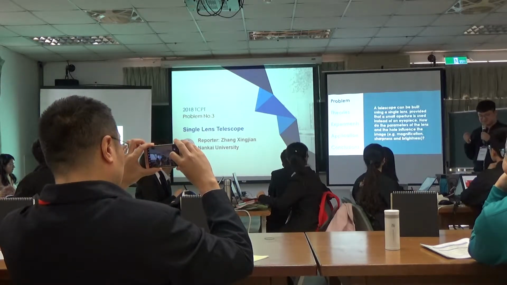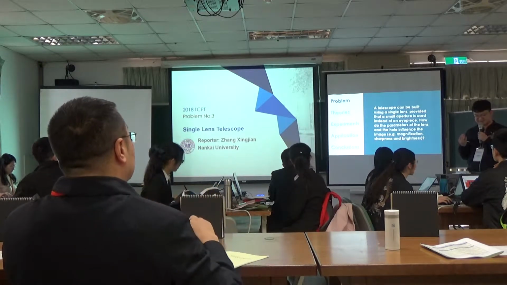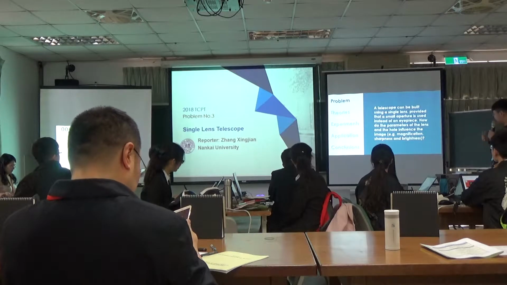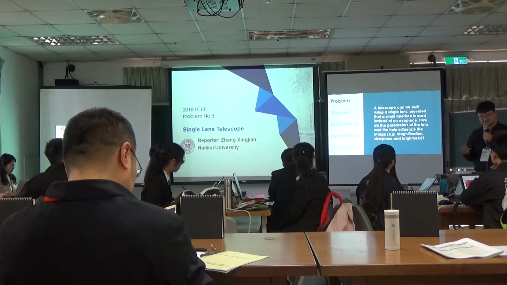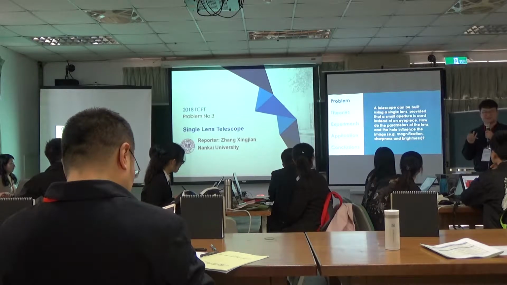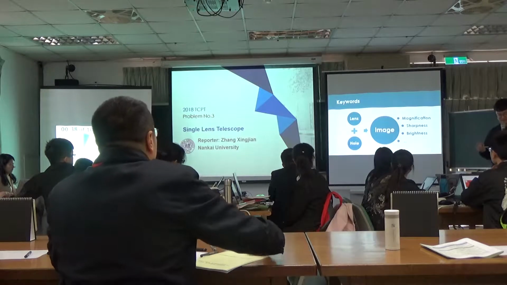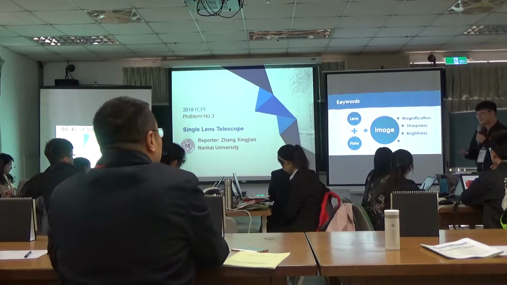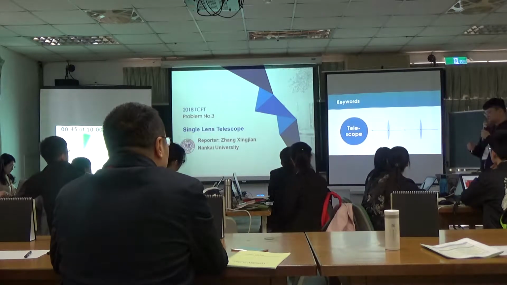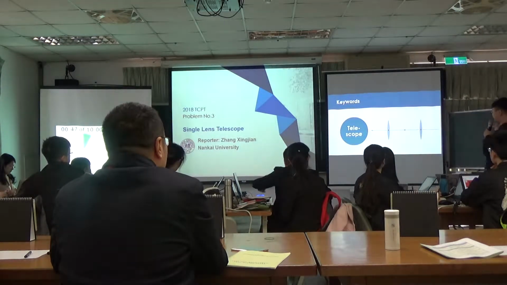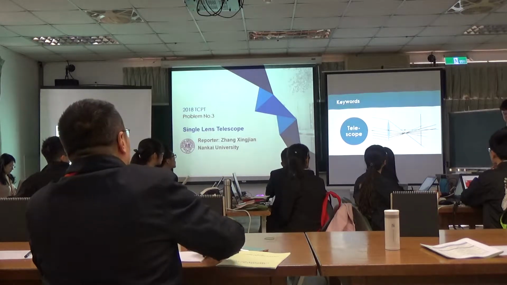A telescope can be built using a single lens, provided that a small aperture is used instead of an eyepiece. How do the parameters of the lens and the hole influence the image? Examples are magnification, sharpness, and brightness. The keywords are very obvious: the lens, the hole, which is the aperture, and the image factors like magnification, sharpness, and brightness. All we have to do is replace the eyepiece, which is on the left of the telescope, with an aperture, and this is our telescope.